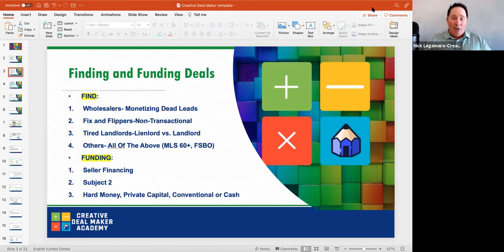If you're a fix and flipper, that's great, but that's a transactional model. We want it to be non-transactional. When you fix and flip, you get paid for that and you don't get any cash flow as a result of it. Remember, we're trying to show you how to generate cash now, cash flow, and cash later in the form of a lump sum payout. Tired landlords, if you're a landlord right now, you can still generate cash flow by creative deal structuring and without being the tenant or the landlord on this. It's about being a lien lord, not a landlord.